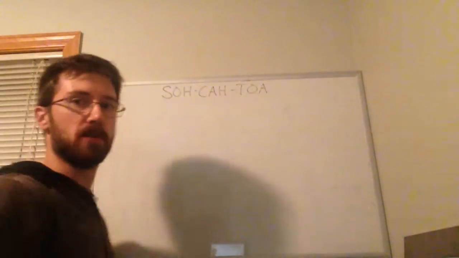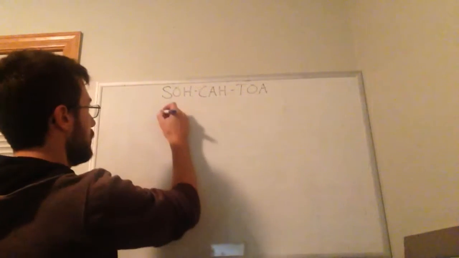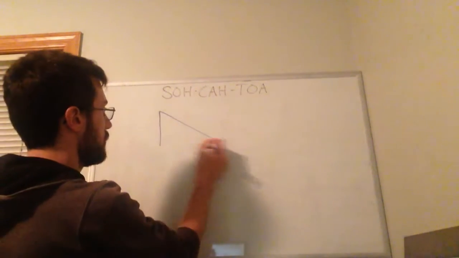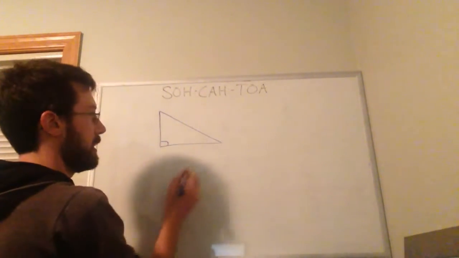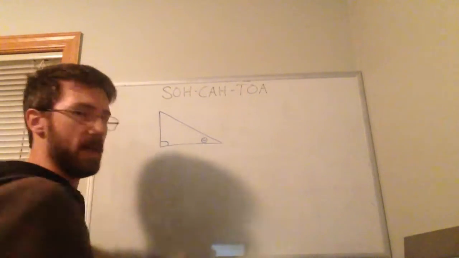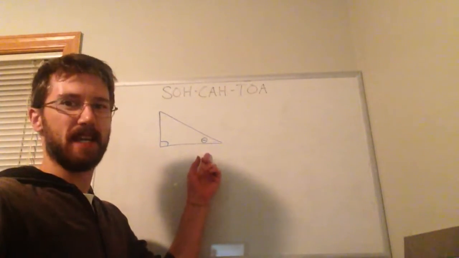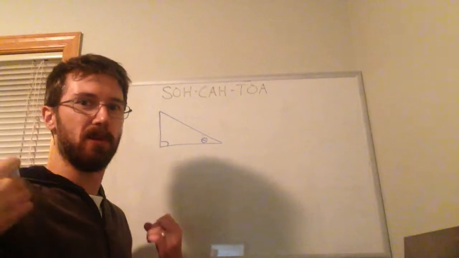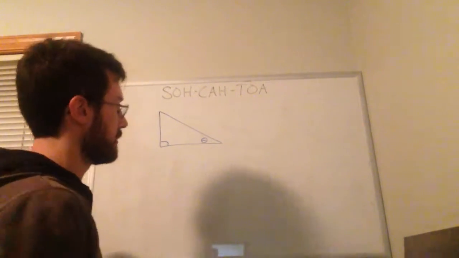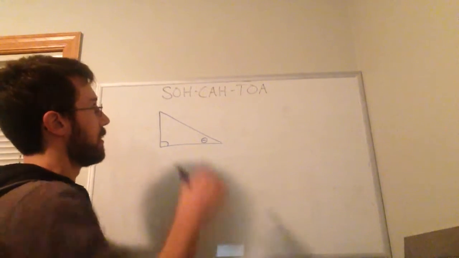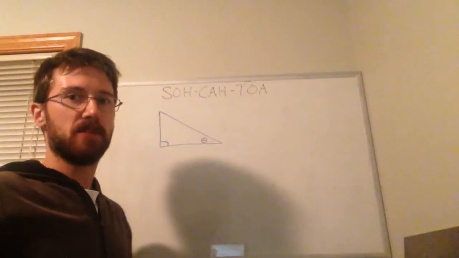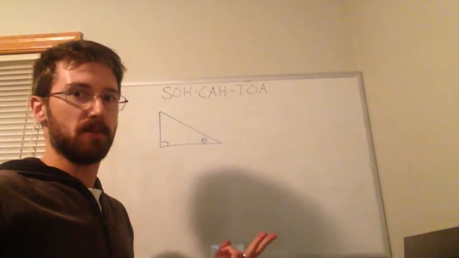So when we're talking Soh-Cah-Toa, we're talking right triangle trigonometry, right? So here's our right triangle. There's a right angle. We've got a little theta right there. That's basically just like x, but a special x for trigonometry, for angles. Alright, so the O, H, and A refer to the opposite, adjacent, and hypotenuse of our right triangle.